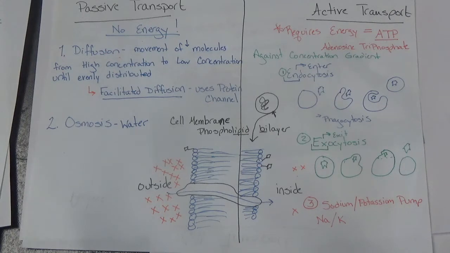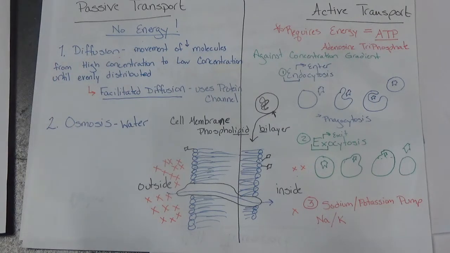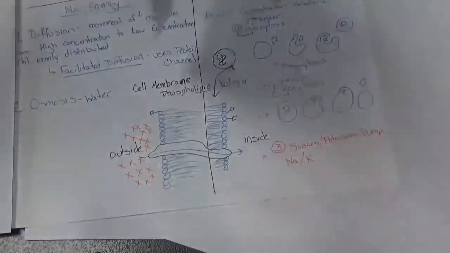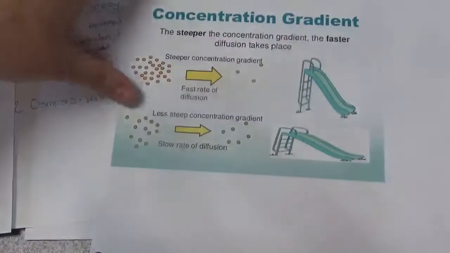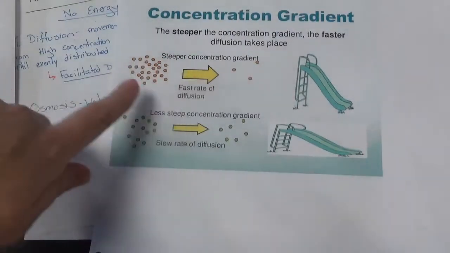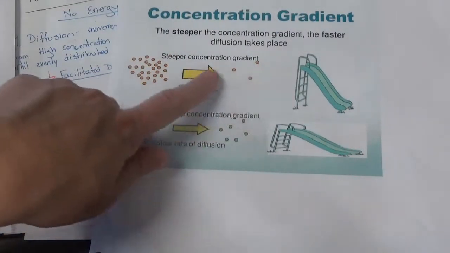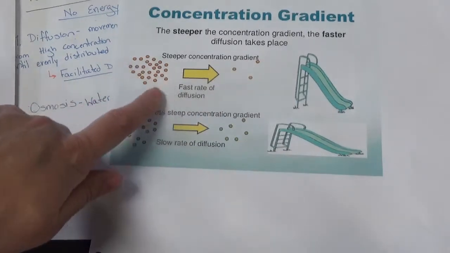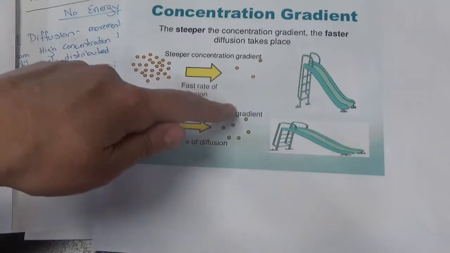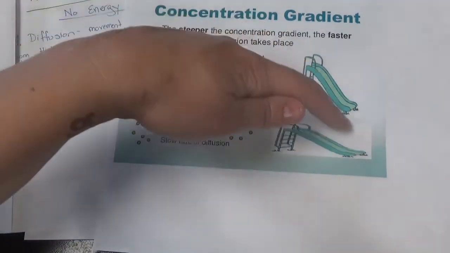So active transport is going to be moving molecules against the concentration gradient. I want to just take a second to go over the concentration gradient with you and remind you guys what that means. Concentration gradient means that the steeper the concentration, the faster the rate of diffusion. So if you have a high concentration on one side of the membrane, it's going to diffuse very quickly, and that's like going down a steep slide.